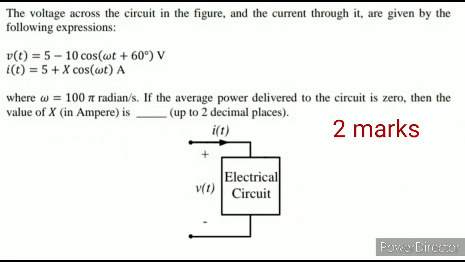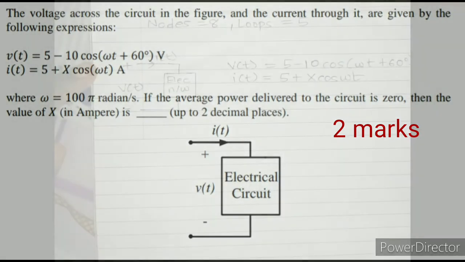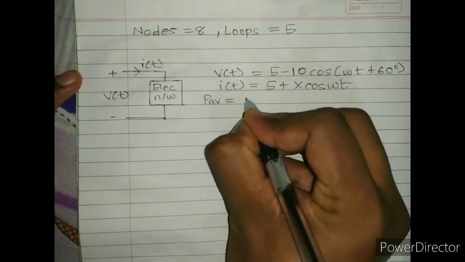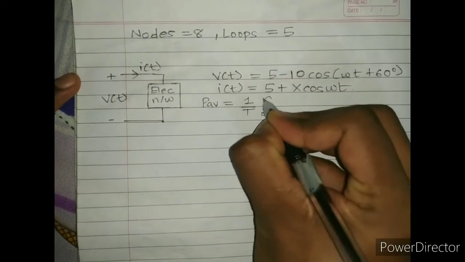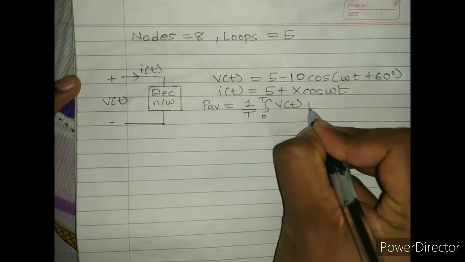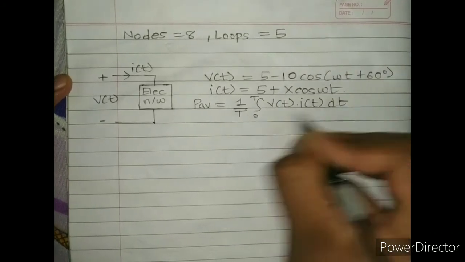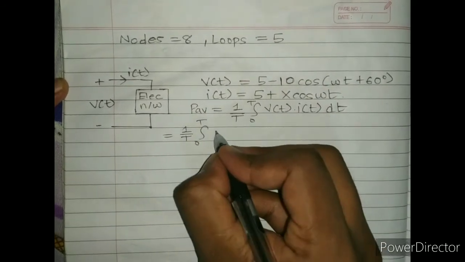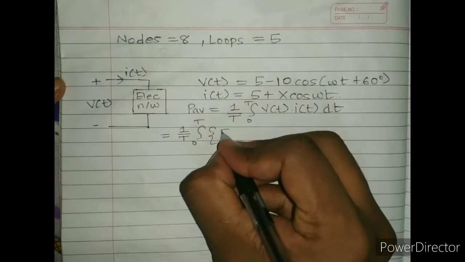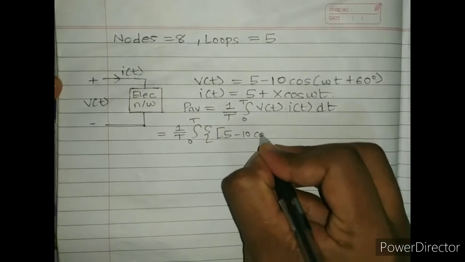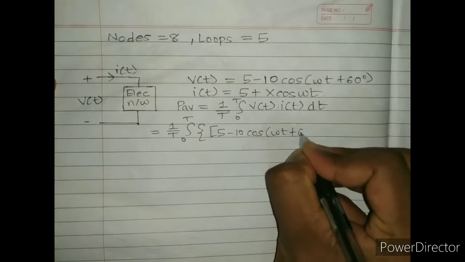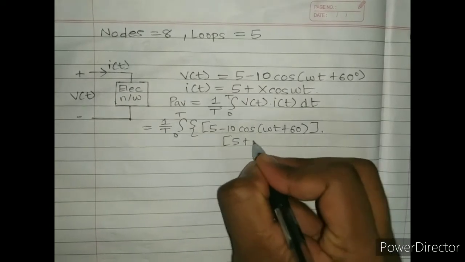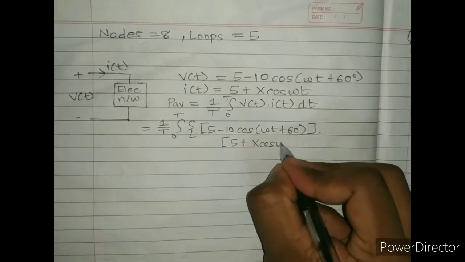And this is the last 2 marks question of networks. The average power is given by P average is equal to 1 upon T integral of 0 to T V of T into I of T dt, is equal to 1 by T integral of 0 to T phi minus 10 cos omega T plus 60 degree into phi plus x cos omega T dt.